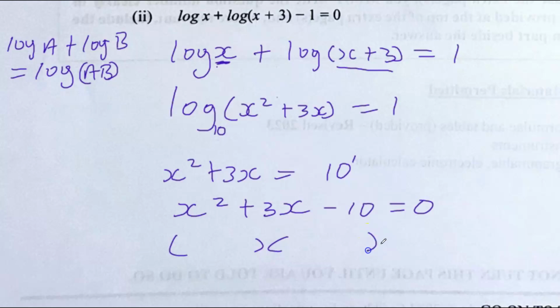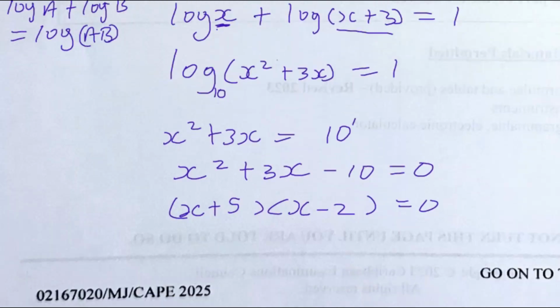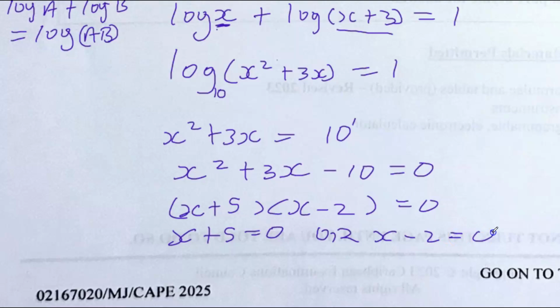Right, so this factors, two numbers that add to give positive 3 and multiply to give negative 10. That's positive 5 and negative 2. So if you expand this, you should get x squared plus 3x minus 10. So to solve, we equate both factors to 0. So we equate both brackets to 0 and solve, which means x equal to minus 5 or x equal to positive 2. Those are our solutions for B part 2.